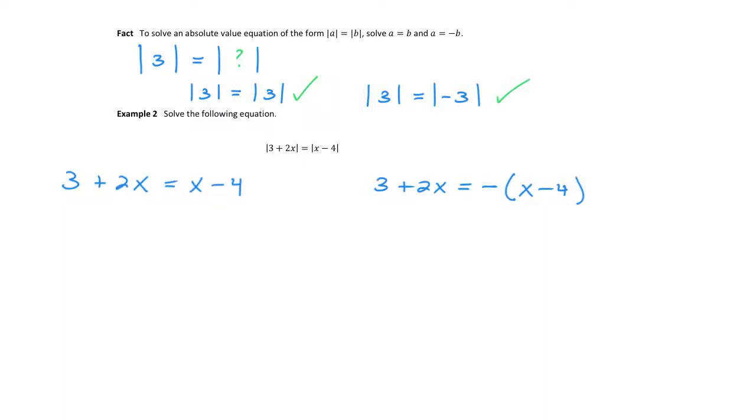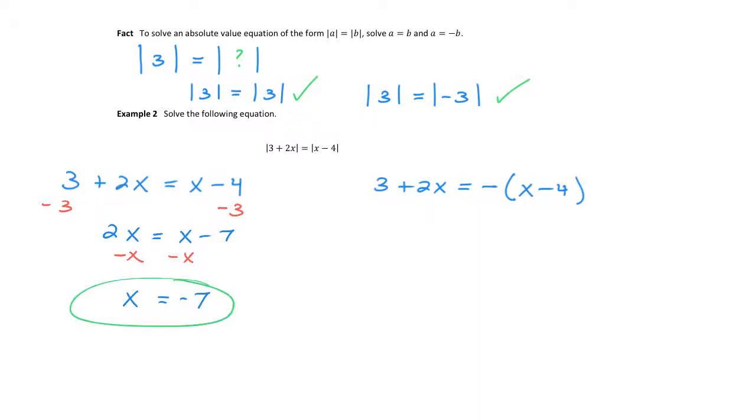All right, so to solve this equation, I'm going to subtract 3 from both sides. So I get 2x is equal to x minus 7. Then I'm going to subtract x from both sides, and I get x is equal to negative 7. So here is one of my solutions.